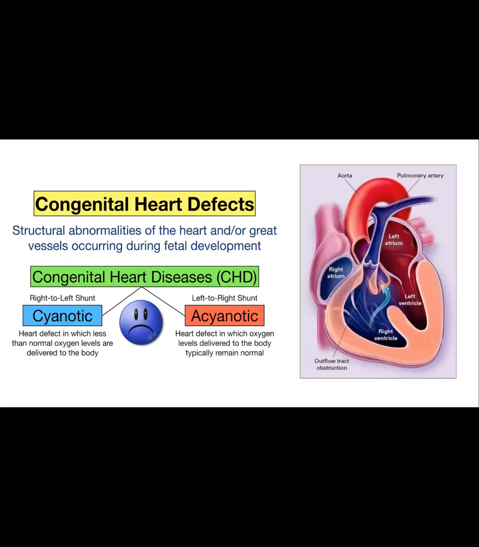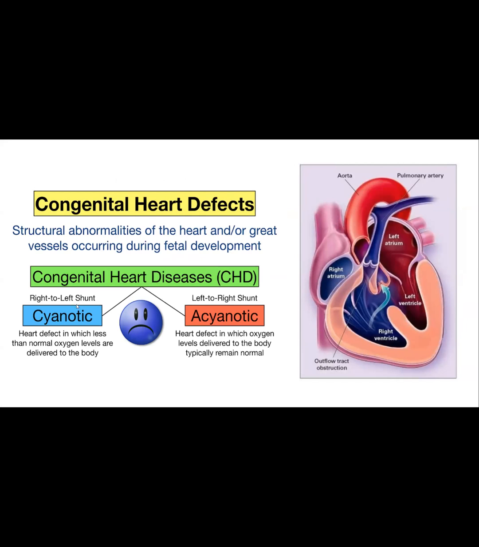So if we discuss the difference between cyanotic and acyanotic. Cyanotic means that there's a less oxygen level in the blood that's being delivered to the body. And this is associated with a right to left shunt.